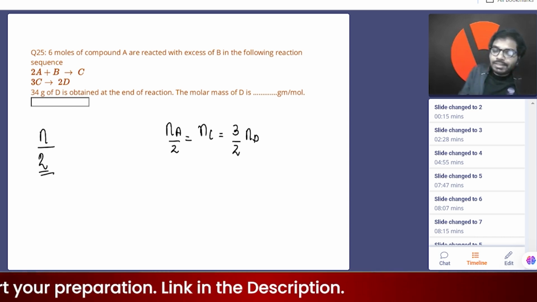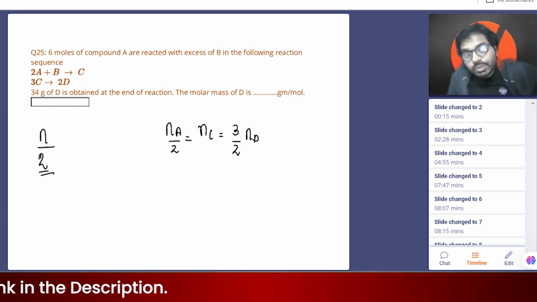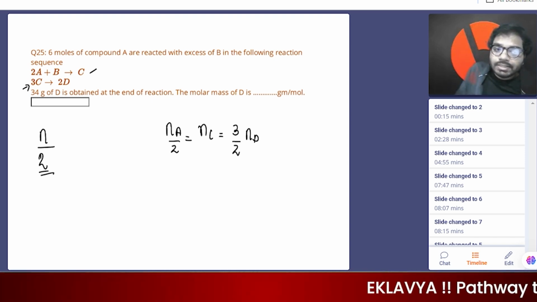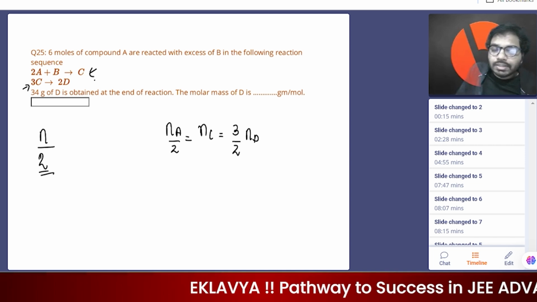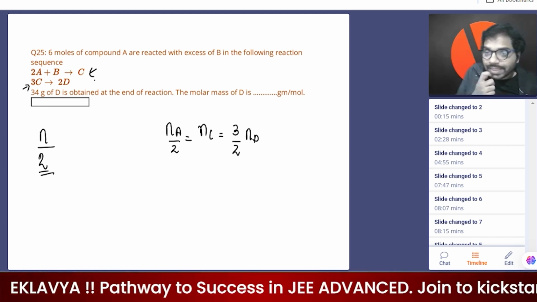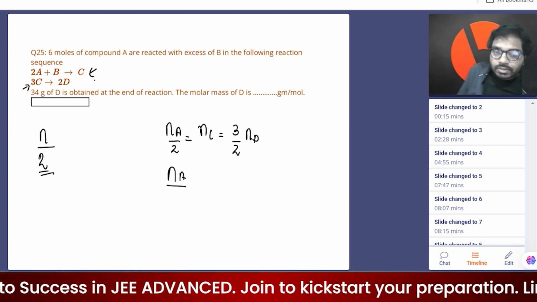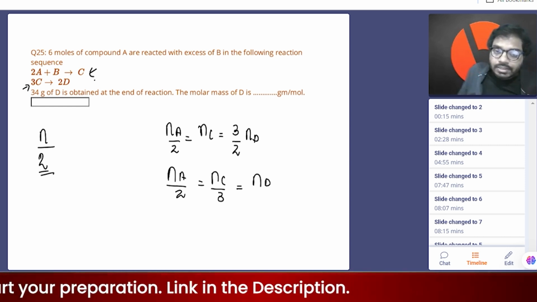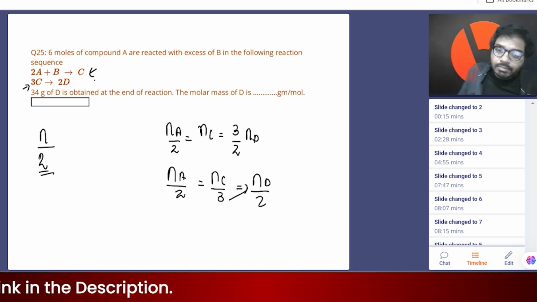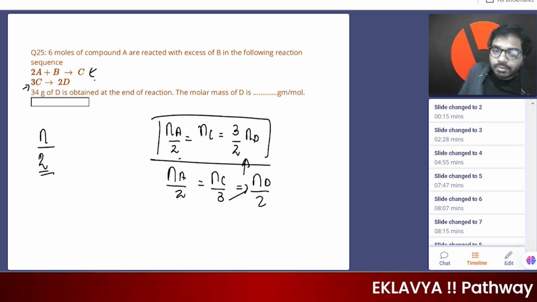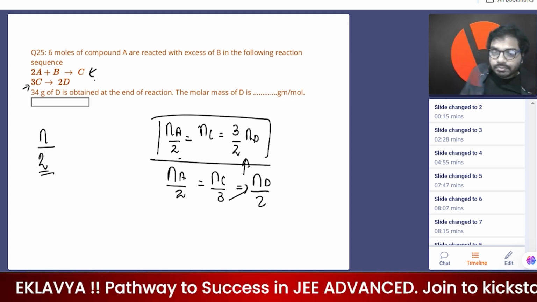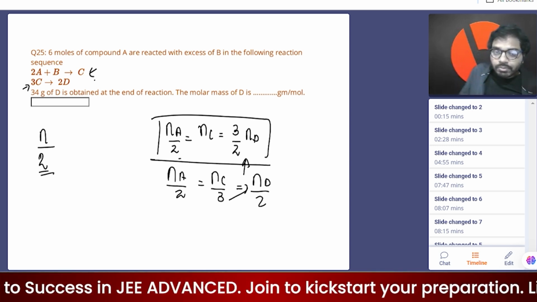Now, sir, why is the 3 by 2 there? It is not given for the 2D, so we will adjust according to that. You can see for 2A it is given. Here it is 3C and here it is C. So we will simply adjust here. Okay, so Na by 2 here, and I can write Nc by 3 and Nd by 2. So this 3 will come here and we will get this value by the mole analysis. I hope this is clear to you as per the stoichiometry.